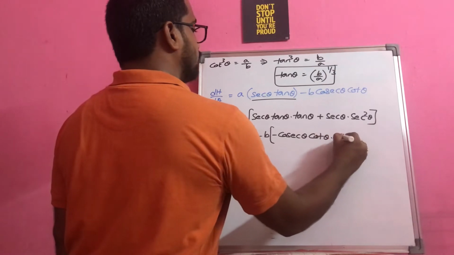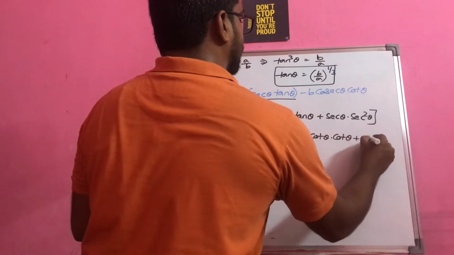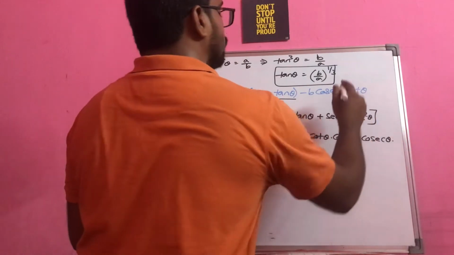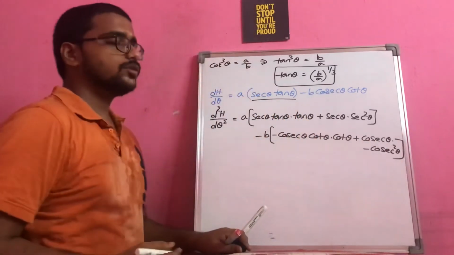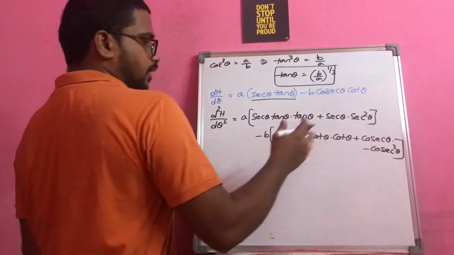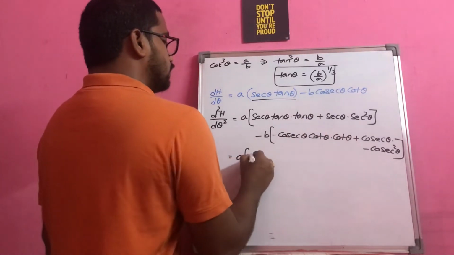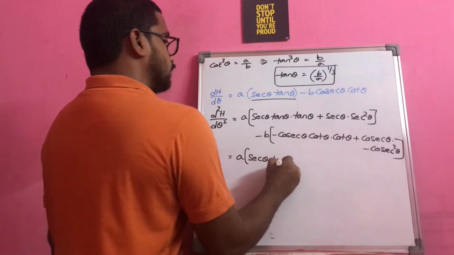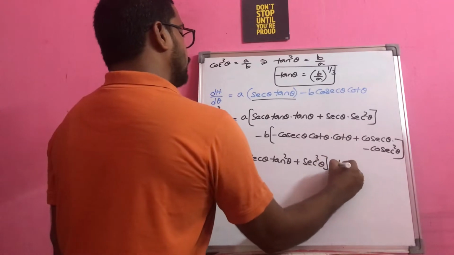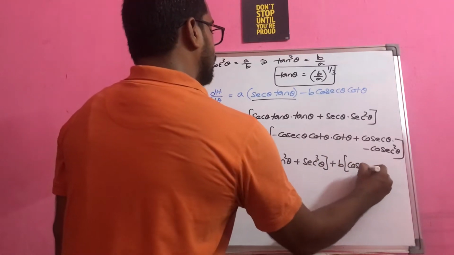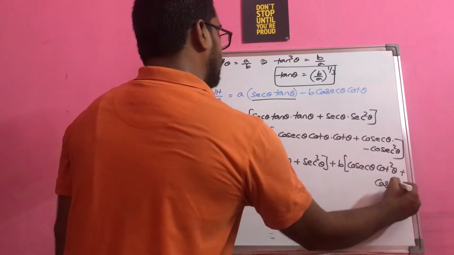Already cot theta is there, and then plus cosecant theta I will keep as it is. Cot theta differentiation is minus cosecant square theta. Okay, so from this I can pull the minus outside, or even cosecant you can take common. First term will become a secant theta tan square theta plus secant cube theta. If I pull the minus common, it will become plus b cosecant theta cot square theta plus cosecant cube theta.